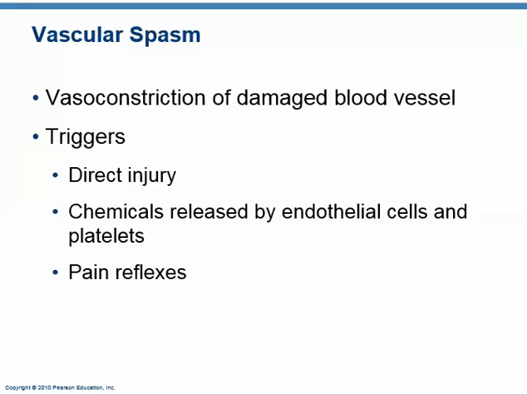So the vasoconstriction, the spasm, actually happens first, and it's caused by the direct injury. When the endothelial cells are damaged, they release chemicals. Those chemicals activate platelets, and then the platelets release more chemicals, and so on and so on. That causes vasoconstriction locally where those chemicals are. And that's what causes the pain.